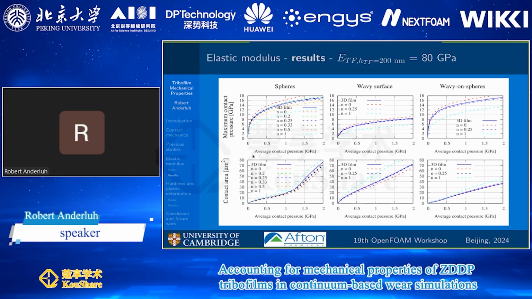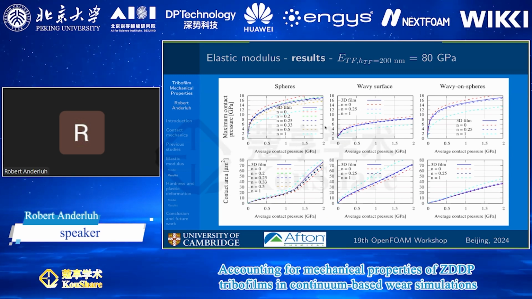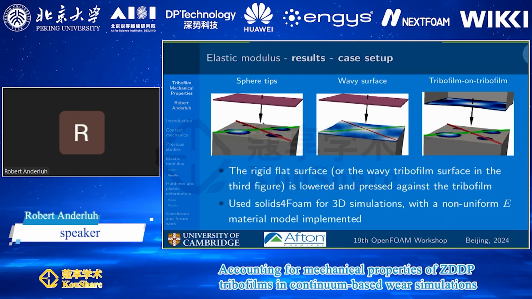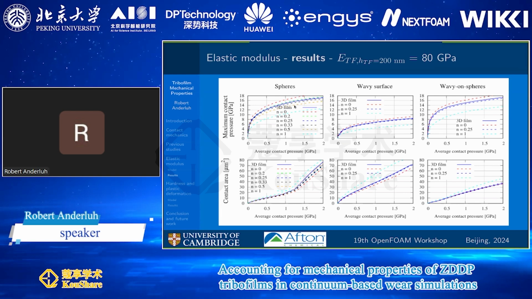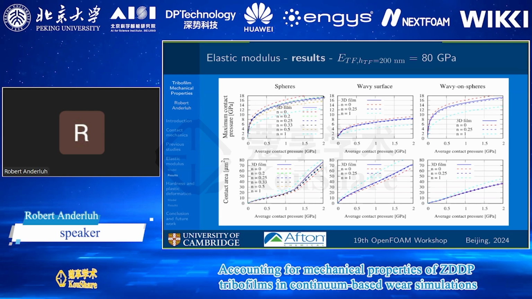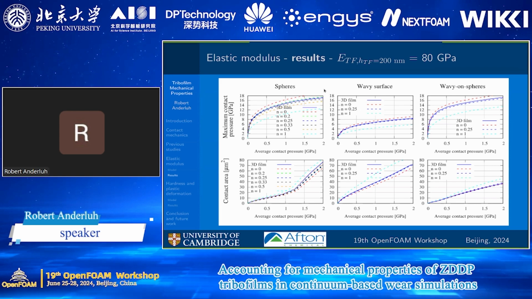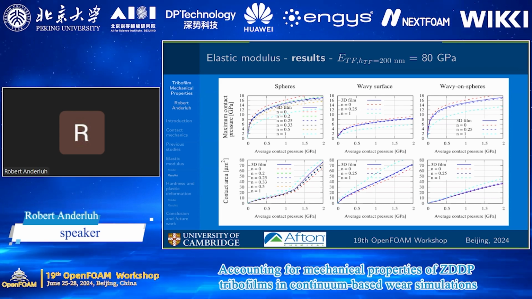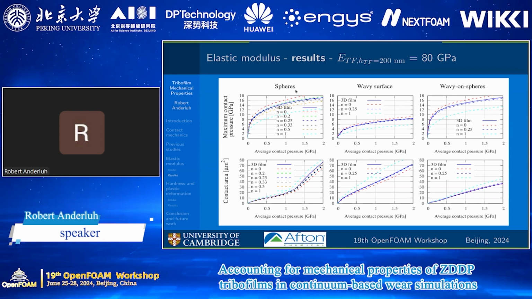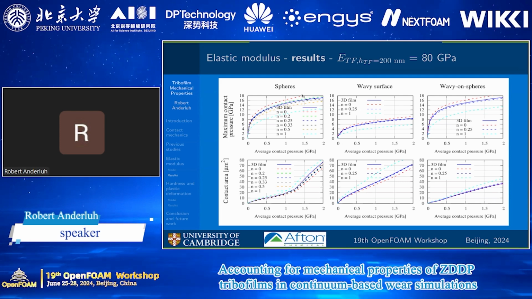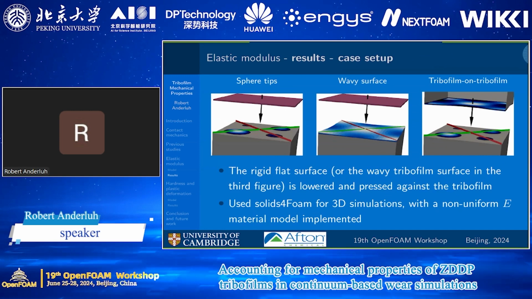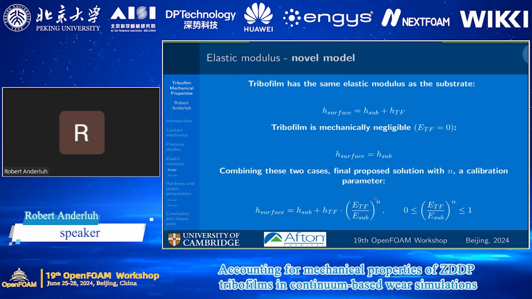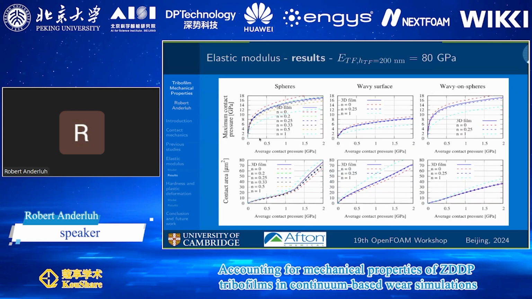So we can look at some results. First we looked at the solution we get using the spheres geometry that was on the left in the previous slide. The full blue solid line is the result using solids for foam and a full 3D film, fully resolved film. The different dashed lines with different colors are what we get when we vary the n exponent, which is basically a calibration parameter.